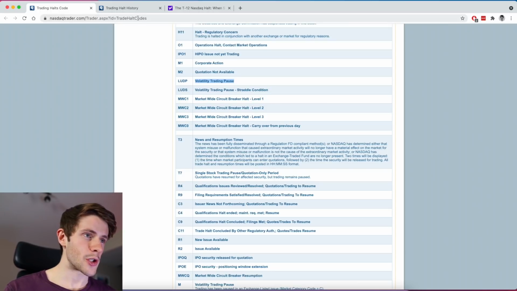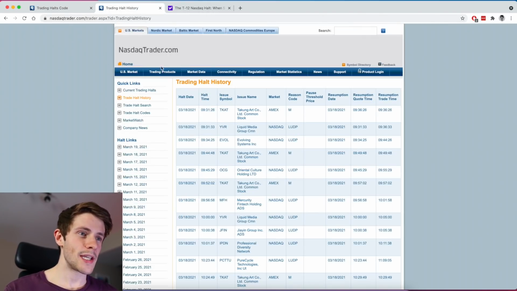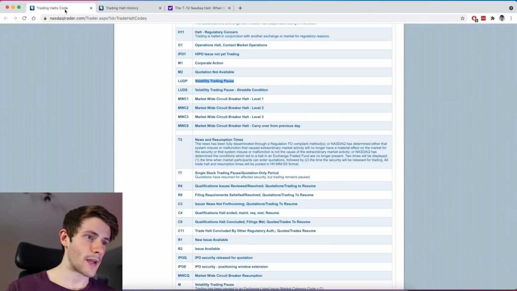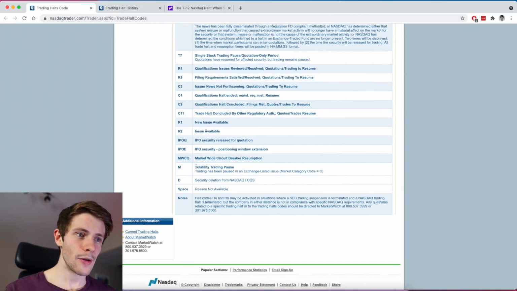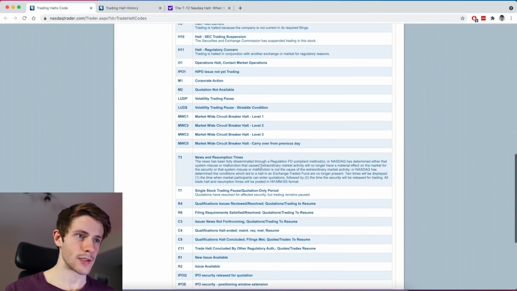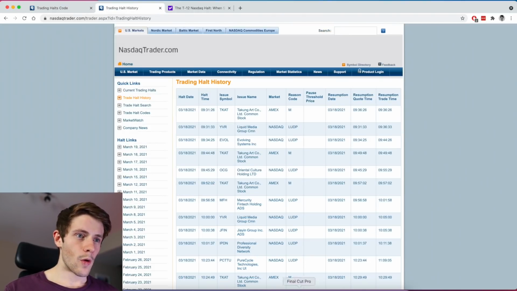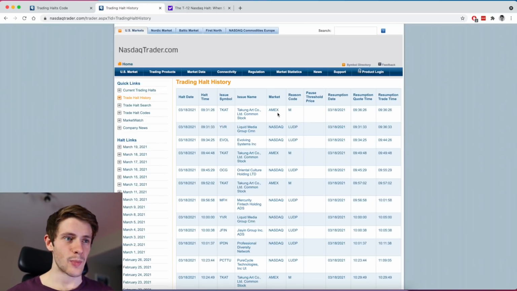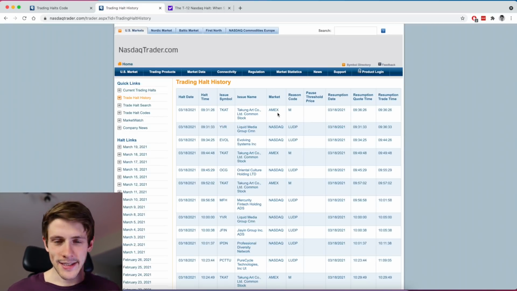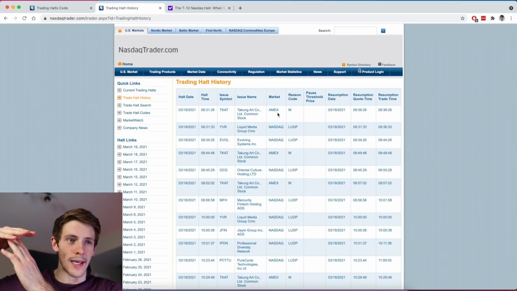And if you go to trading halt history, you can actually see all the stocks here that had this type of halt throughout the day. Now, if they're on the Amex instead of the NASDAQ, it's going to be M, which, if I scroll down to the bottom here, you can see is also a volatility trading pause. So it's literally the exact same thing as an LUDP. They're the exact same thing, it just depends on the exchange that they're on, but for all intents and purposes, they're the same thing. And that's again where the stock moves too quickly in a certain period of time.